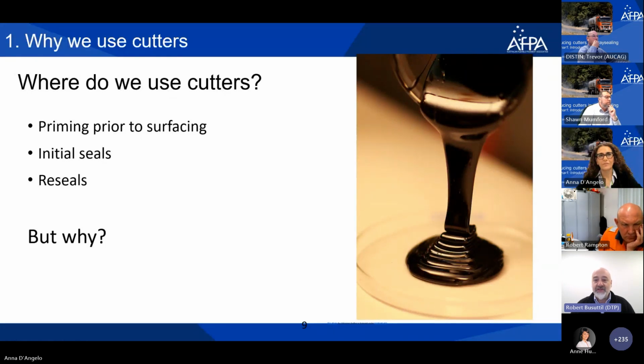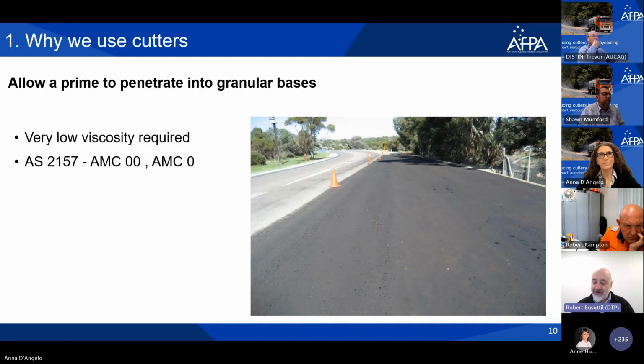But the question, particularly for this webinar, is, why do we use cutters? The main reason we use cutters is we add it to bitumen to reduce its viscosity, and we do that for a number of reasons. So when we're doing a prime, we need the mix of bitumen and cutter to have a very low viscosity, because we want it to penetrate into the base, into a granular pavement.